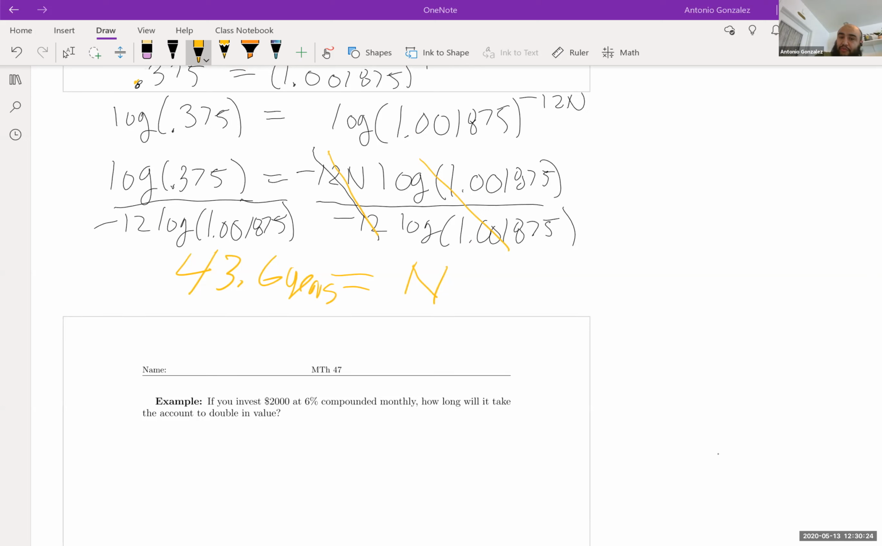What do you mean just 43.6 years? That is how long the money will last, correct? Yes, that is the solution for n, right?